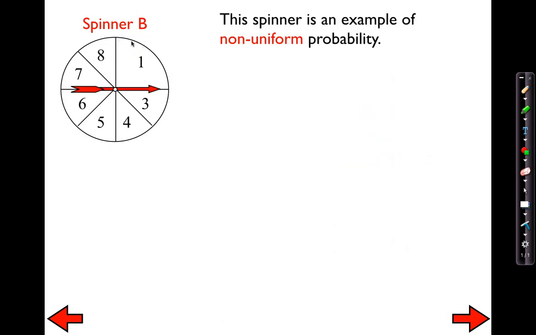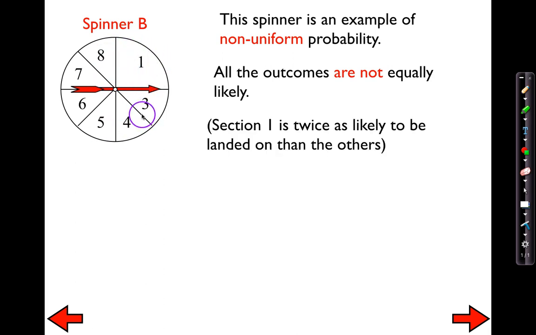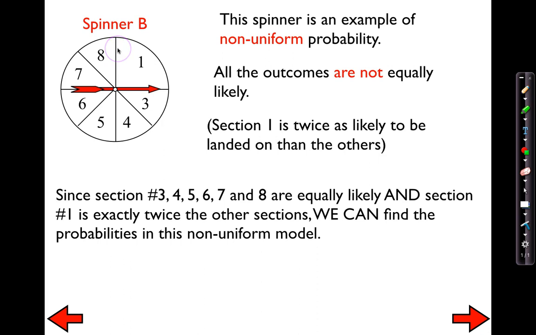So coming back to spinner B. This spinner is an example of a non-uniform probability. Why? Because all the outcomes are not equally likely to occur, because one is more likely to occur than any of the numbers here. Why? Because it's twice as large as 3, 4, 5, 6, 7, or 8. So since sections 3, 4, 5, 6, 7, and 8 are equally likely, and section 1 is exactly twice the other sections, we can find the probability of this non-uniform model.